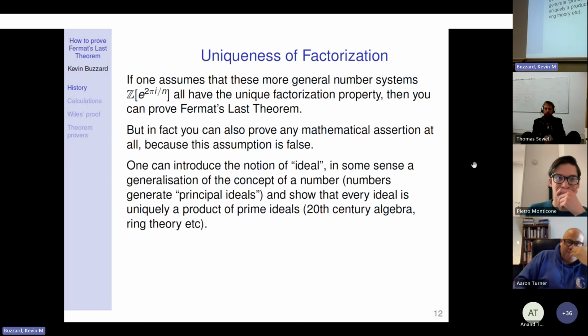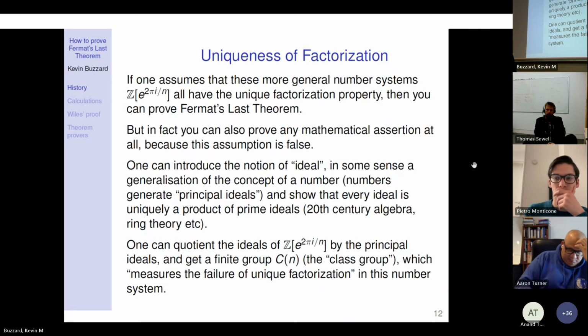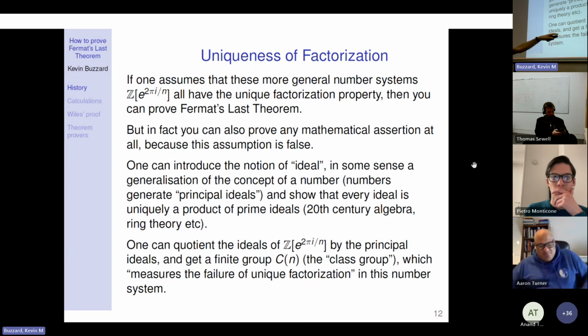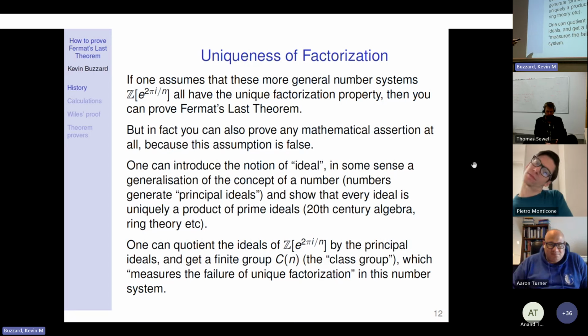So a number generates a principal ideal, but there might be some non-principal ideals, and every ideal number is uniquely a product of prime ideal numbers. So slightly generalizing the concept of number, you recover this thing that everything is uniquely a product of primes. But now the problem is we've thrown in some more numbers. We've got these weird ideal numbers that might not be numbers. So you can say two ideals are equivalent if their ratio is a principal ideal, if their ratio is an old-fashioned number.